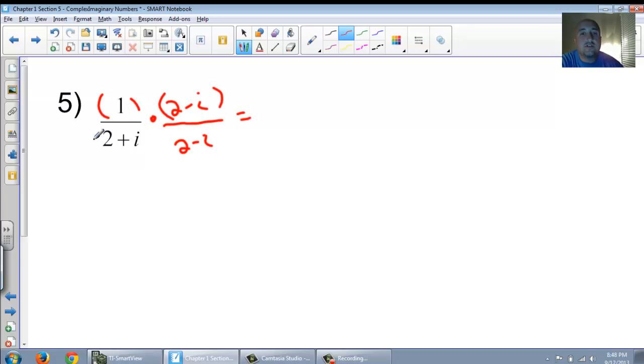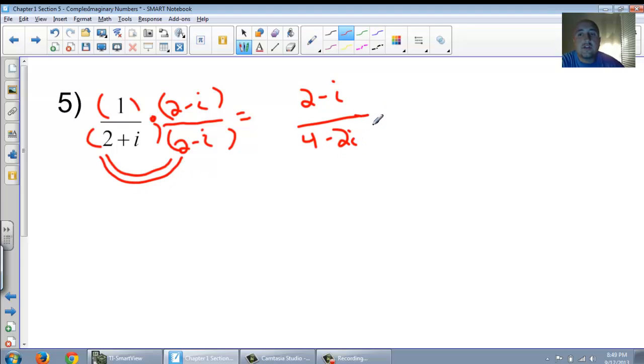This one's a little bit shorter. It's not as in depth. Okay, so what's 1 times 2 minus i? Well, that's 2 minus i. On the bottom, we have to FOIL. 2 times 2 is 4. 2 times negative i is negative 2i. I need to extend my fraction bar here. i times 2 is positive 2i. And i times negative i is negative i squared.